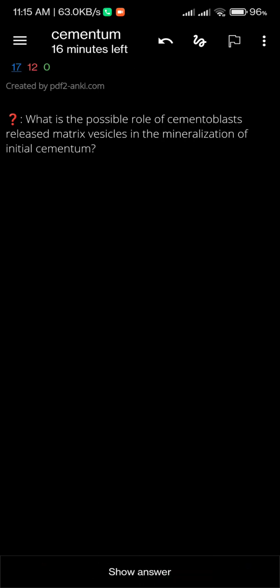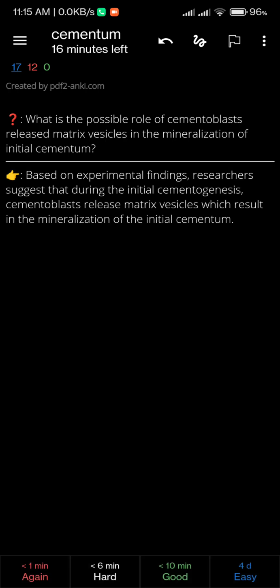What is the possible role of cementoblast-released matrix vesicles in the mineralization of initial cementum? Based on experimental findings, researchers suggest that during initial cementogenesis, cementoblasts release matrix vesicles.